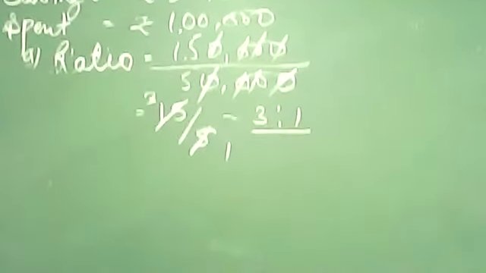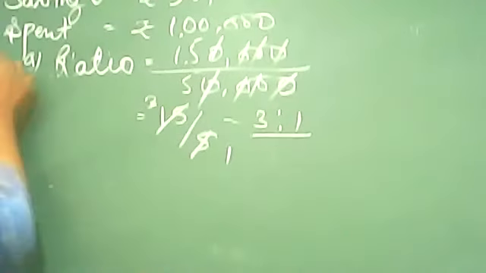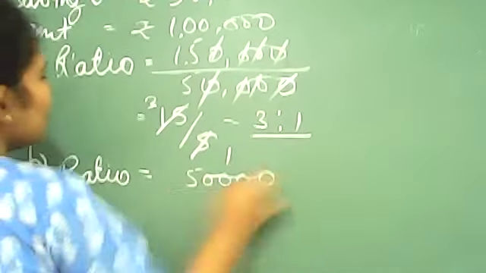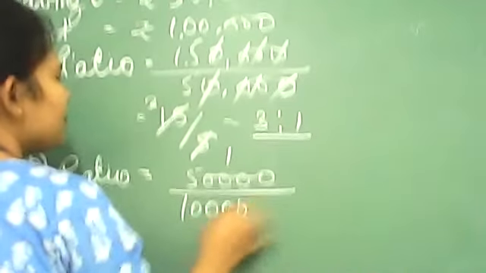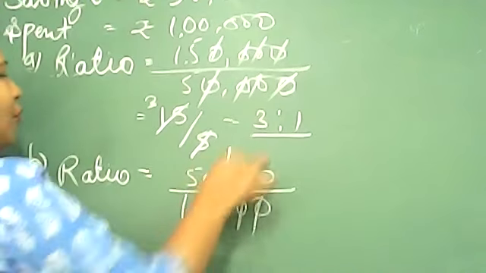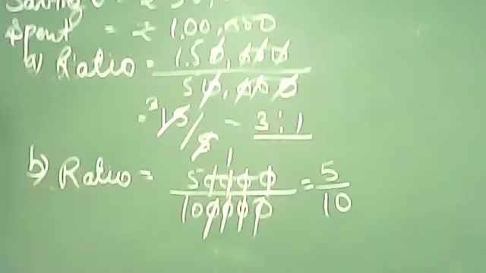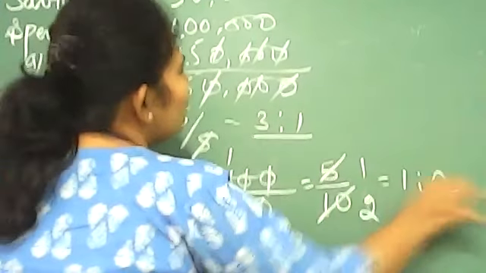Now second question, just a minute beta. Second question for this one, it is asking you have to find out the ratio between saving amount and spending amount. For B, saving and spending. How much was the saving amount? 50,000. And how much was the spending amount? 1 lakh. Okay, again cancel it. 1, 2, 3, 4, 1, 2, 3, 4. Cancelled. What is left? 5 and 10. Which table? 5 again. 5 ones are and 5 twos are. Answer is 1:2.